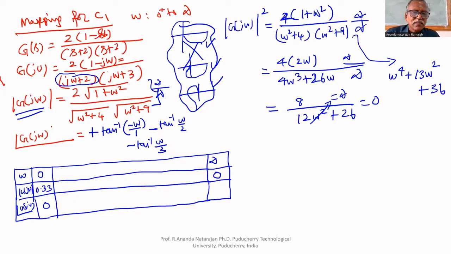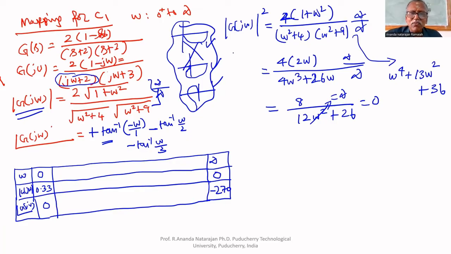What is the angle? Tan inverse of minus omega is minus tan inverse of omega, that we know. Therefore, if we substitute infinity here, minus 90, minus 90, minus 90. Therefore, because of this minus omega, for this also it becomes minus. Therefore, minus 270.